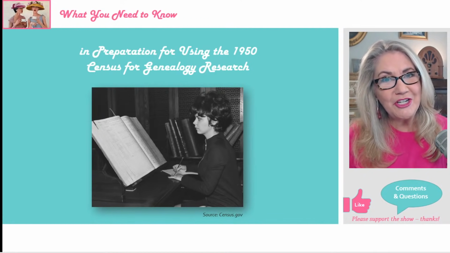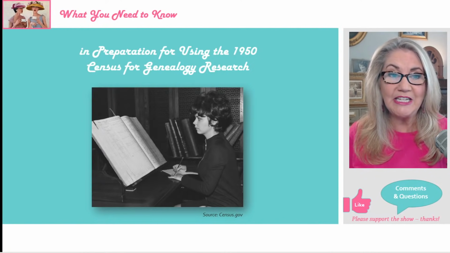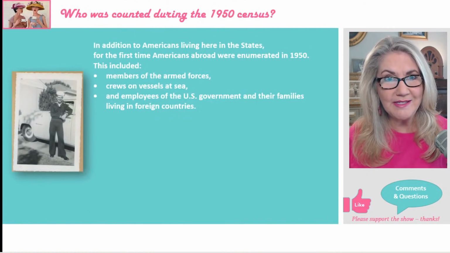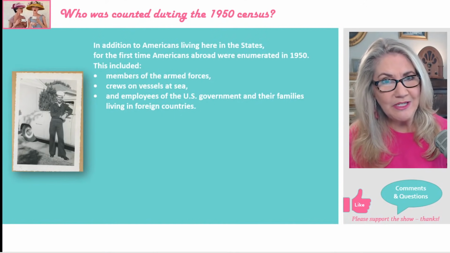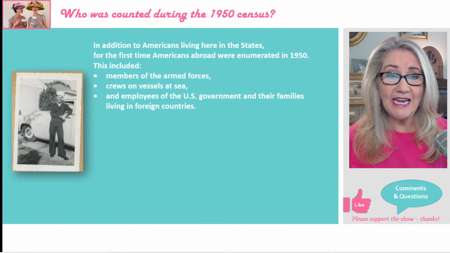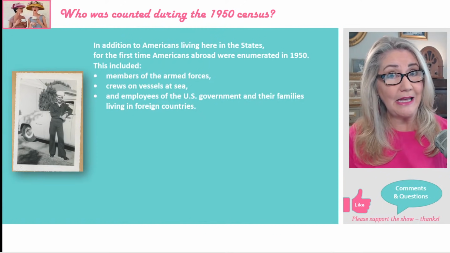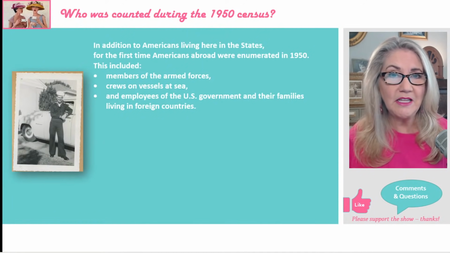So in preparation for using the 1950 census, there are some things that you need to know, particularly when it comes to using it for genealogy research. First, we need to understand who was counted during the 1950 census. In addition to Americans living in the continental United States, which was 48 states at the time because Hawaii and Alaska were still territories, they counted the people in the 48 states.